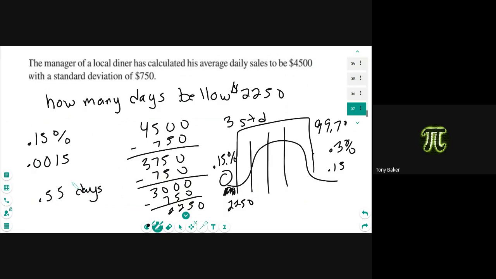So you would expect them possibly to have one day under $2,250. Remember, percentages move it by 2 decimal places. I multiplied 0.0015 times 365. So the possibility is that there's one day that they'd have under $2,250 over the course of the year.